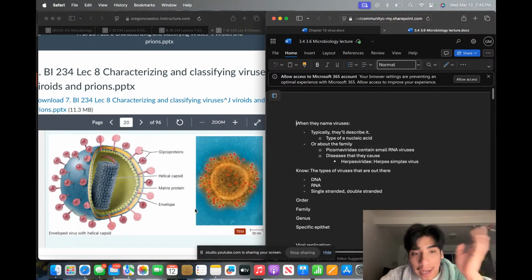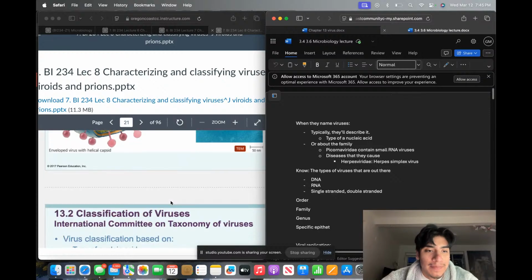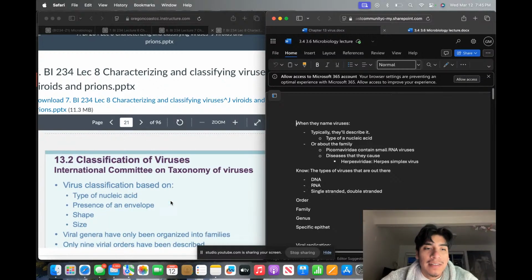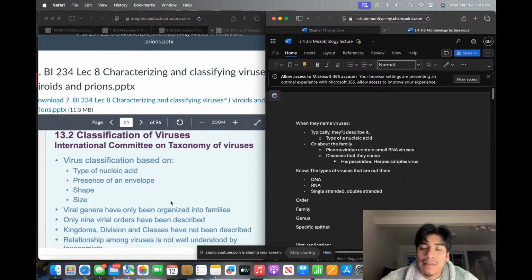Okay, so we have a helical capsid and the envelope and the glycoproteins. And so the glycoproteins are just going to be the receptors. Classification of viruses, International Committee on Taxonomy of Viruses. So here's how we classify viruses. Taxonomy being like categorizing. Virus classification is based on type of nucleic acid, presence of an envelope, shape, and size.